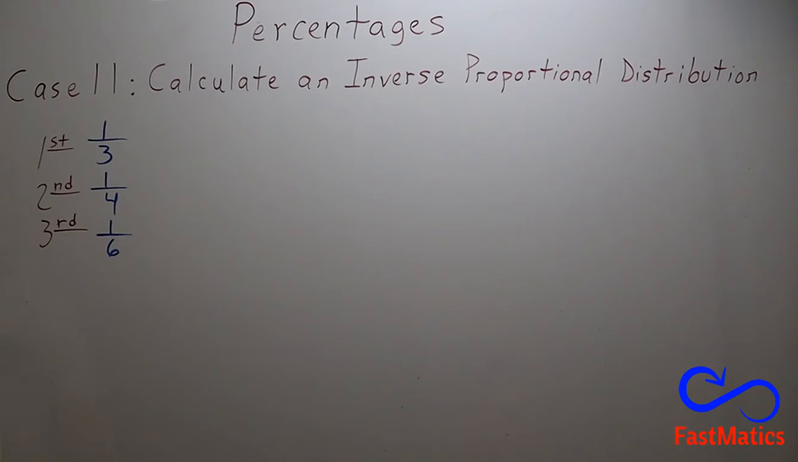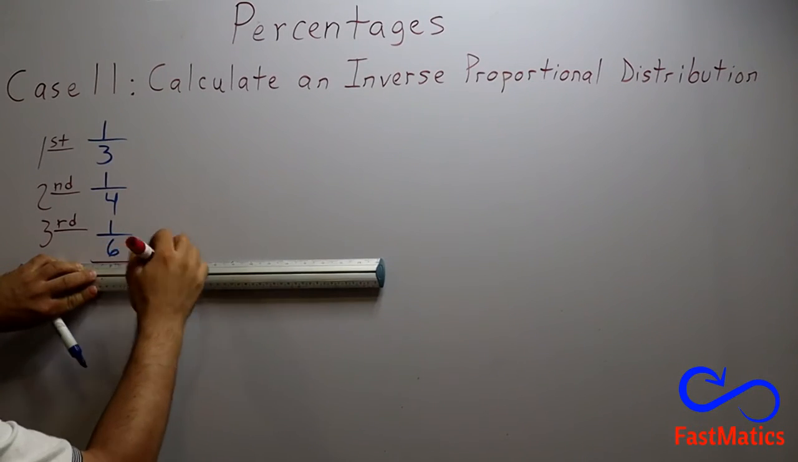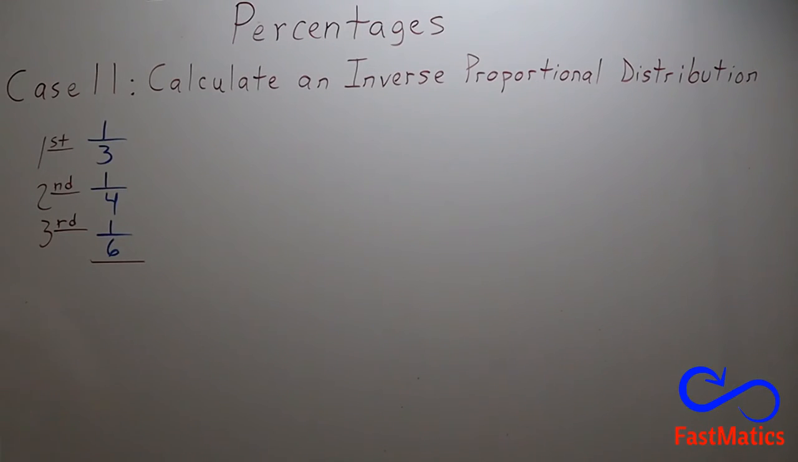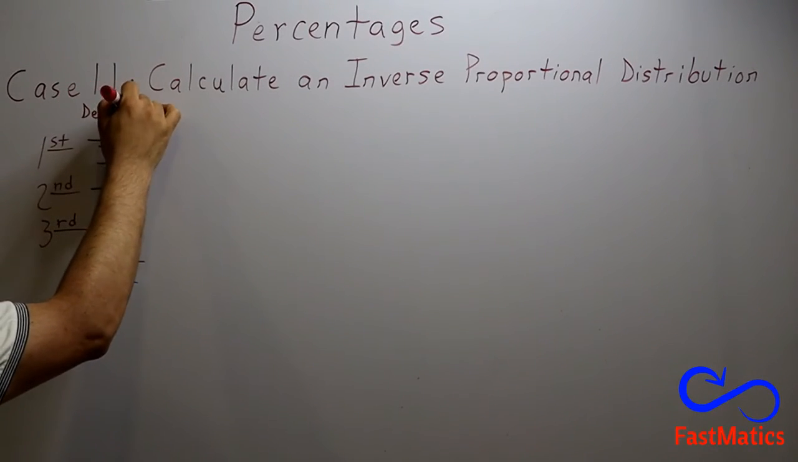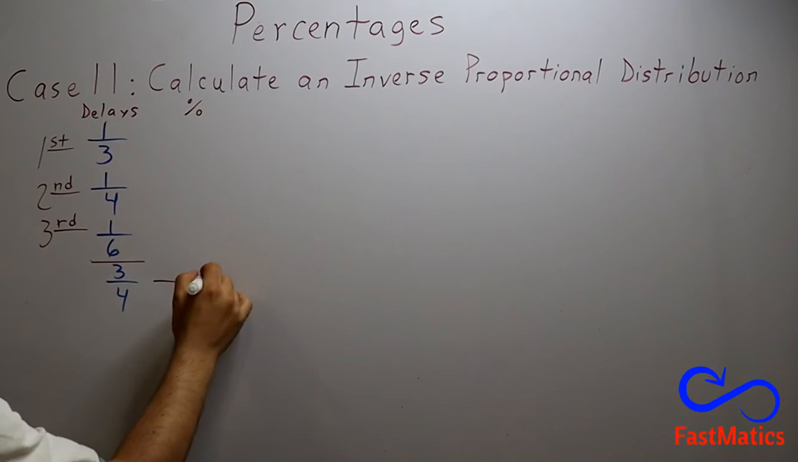If you saw the last video, you understood that we have to add the data. If you want to know how to add fractions, you can see my video about addition of fractions. Here I'm gonna do it very fast. And simplifying the fraction, we have here 3 over 4. The delays are in this column, and here we're gonna know the percentages. 3 over 4 is gonna be 100%.